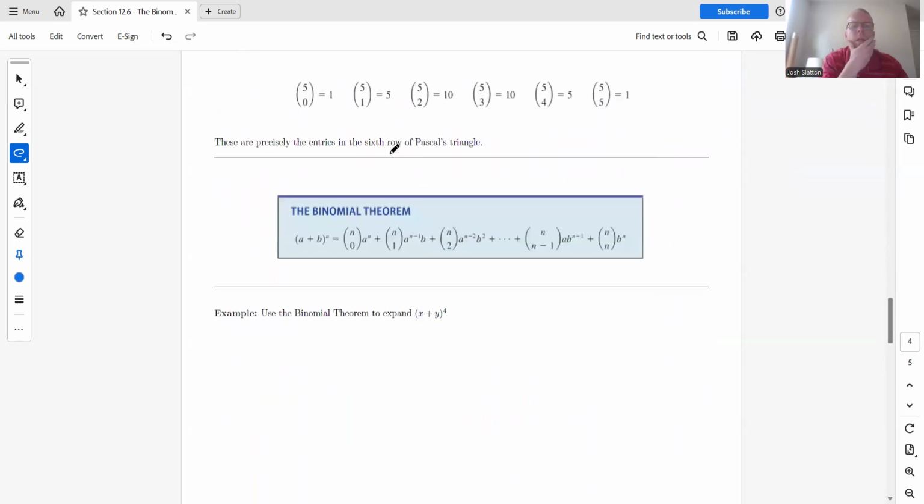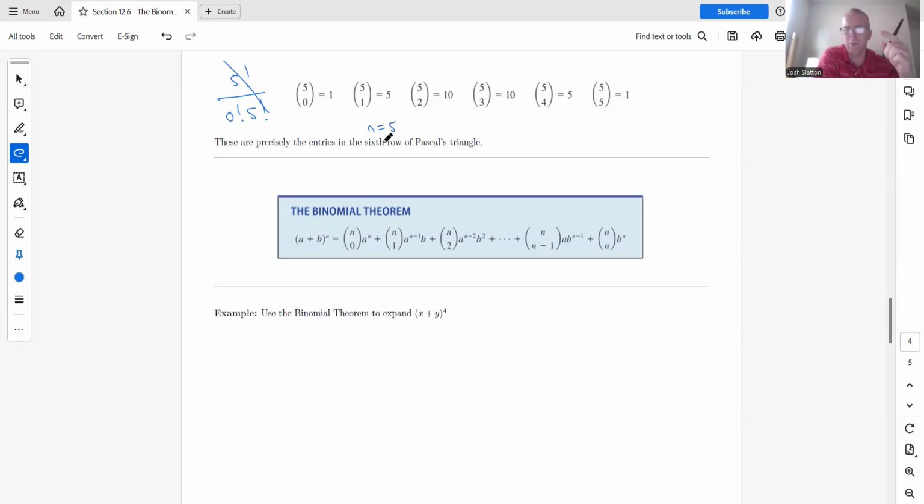We can get there. So notice, well, before we do an example, notice if n is 5 and we're going up from 0 up to 5 with these, 5 choosing 0. So that would be 5 factorial over 0 factorial times 5 factorial. So those obviously are the same. 0 factorial is 1, so we just get 1. 5 choosing 1 gives us 5. 5 choosing 2 gives us 10, and so on. And so these are precisely the entries in the 6th row where n equals 5.